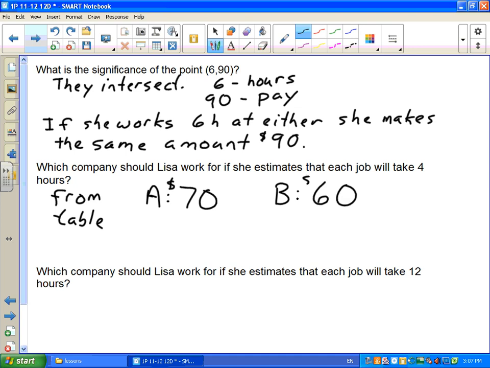So if she looks at these two jobs and figures that each of these jobs is going to take her 4 hours to complete, which one should she choose? Which one would you choose? Would you rather make $70 for 4 hours work, or would you rather make $60 for 4 hours work? What are you going to choose? I'm going to choose A, because she'll make more money. So let's say she will be paid more, or she will earn more with Alliance.